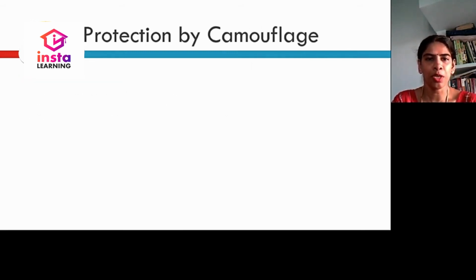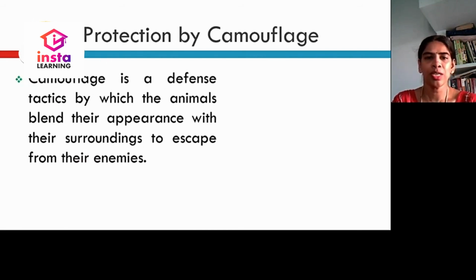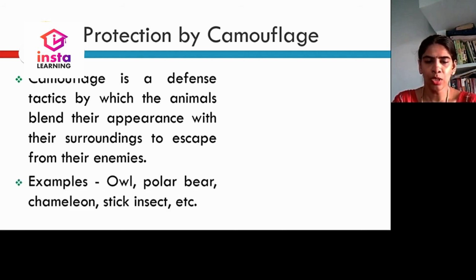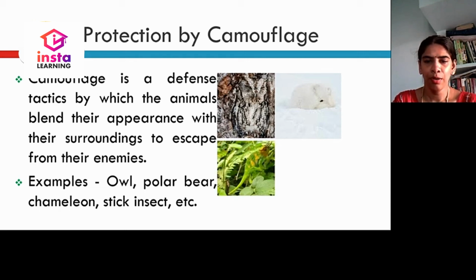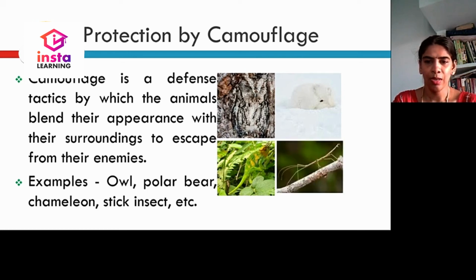Let us learn how animals protect themselves by camouflage. Camouflage is nothing but a defense tactic by which the animals blend their appearance with their surroundings to escape from their enemies. It includes the owl. In the picture, you can see the owl, how it hides or camouflages itself from its enemies. It is inside the bark of the tree. Polar bear camouflages itself with the snow. Chameleon camouflages with the leaves. Stick insect looks like a small branch.